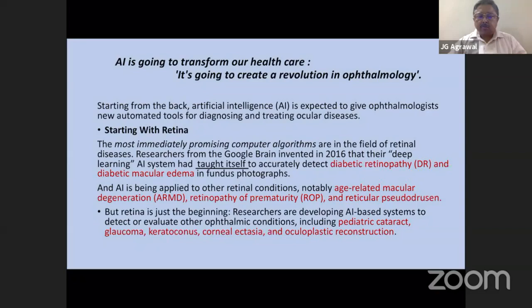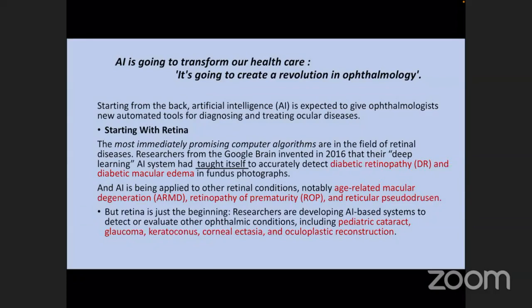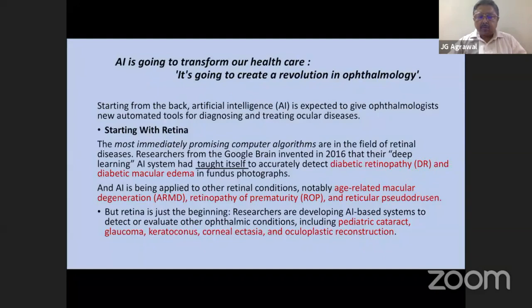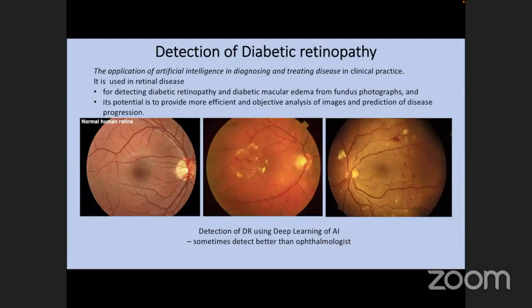The most immediately promising computer algorithms are in the field of retinal diseases. It accurately detects diabetic retinopathy with high sensitivity and specificity, and diabetic macular edema. In other retinal conditions also it is very useful, as in ARMD, ROP, and retinal pseudodrusen. Research is going on in other sectors of ophthalmology, in pediatric cataract, glaucoma, keratoconus or corneal ectasia, or oculoplastic reconstructions. Here I'm just going to brief about DR because my upcoming speaker will be doing that in detail. But I'm just going over it very briefly.